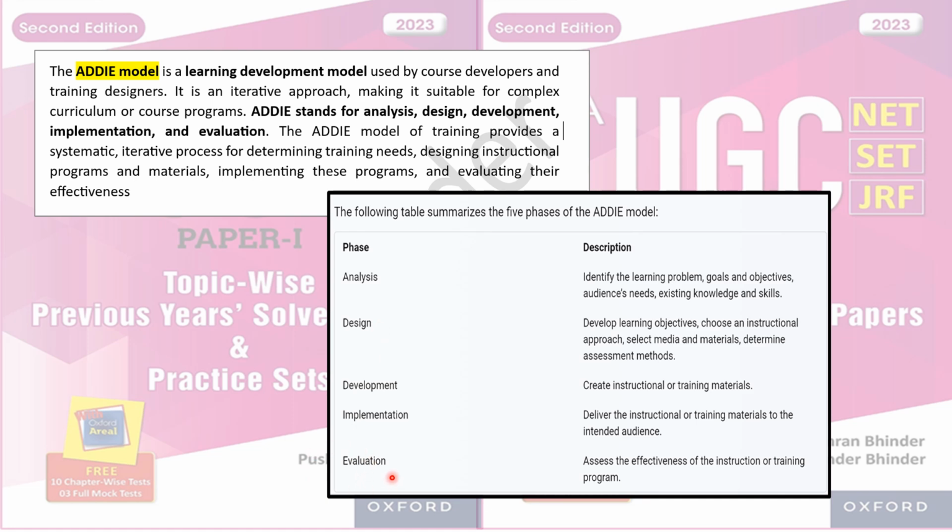So for the match the following question, I again repeat, you should have an idea that what is analysis, what is design, what is development, what is implementation, and what is evaluation, so that you are able to match it with these sentences or the statements given in the question on that day.